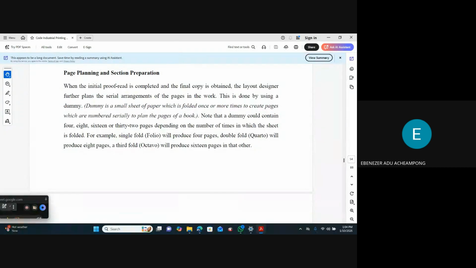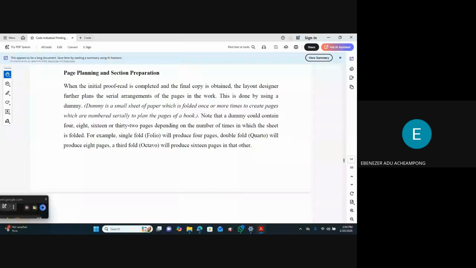This is done by using a dummy. A dummy is a small sheet of paper which is folded once or more times to create pages which are numbered serially to plan the pages of a book. Note that a dummy could contain 4, 8, 16, or 32 pages, depending on the number of times in which the sheet is folded. For example, single fold folio will produce 4 pages.